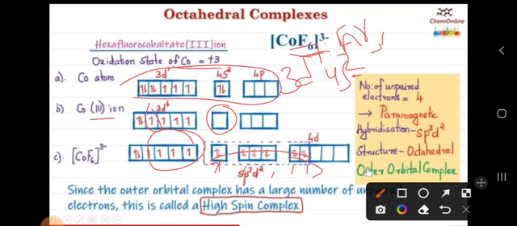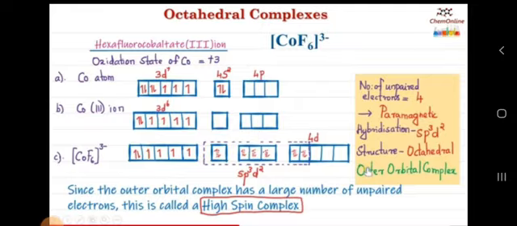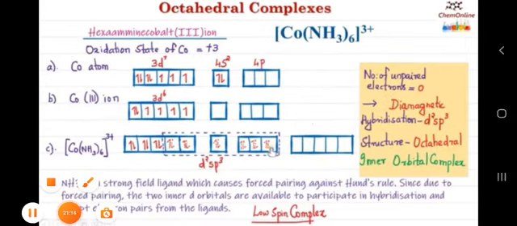Why are we saying outer orbital complex? Because it is a weak field ligand, and here how many unpaired electrons are we having? Total 4 unpaired. So that's why we say it is a high spin complex, due to the presence of more unpaired electrons. Then is it paramagnetic or diamagnetic? It is going to show paramagnetic behavior. Okay. Next let us see octahedral complexes.